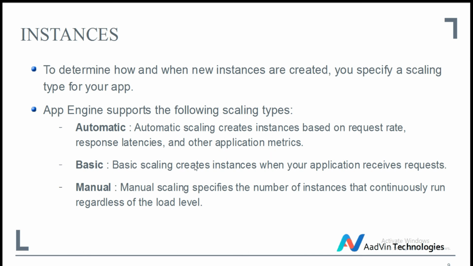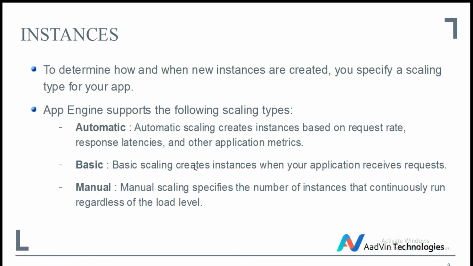In automatic scaling, it creates instances based on request rate, response latencies, and other application metrics. So when we set the scaling to automatic, it will automatically create instances based on the request rate, response latencies, and other application metrics that we specify when we are creating the instances. Scaling policies.